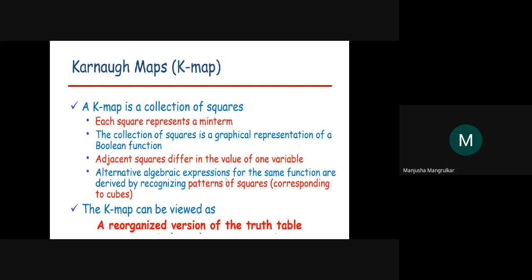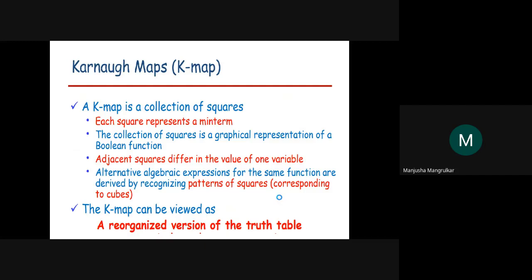An alternative algebraic expression for the same function is derived by recognizing the pattern of squares. This is an alternative algebraic function. It is derived by pattern recognition, and the K-map can be viewed as a pictorial version of the truth table. As we have seen in the truth table, if two variables are there, there are four possible conditions, and that truth table is used in the K-map.